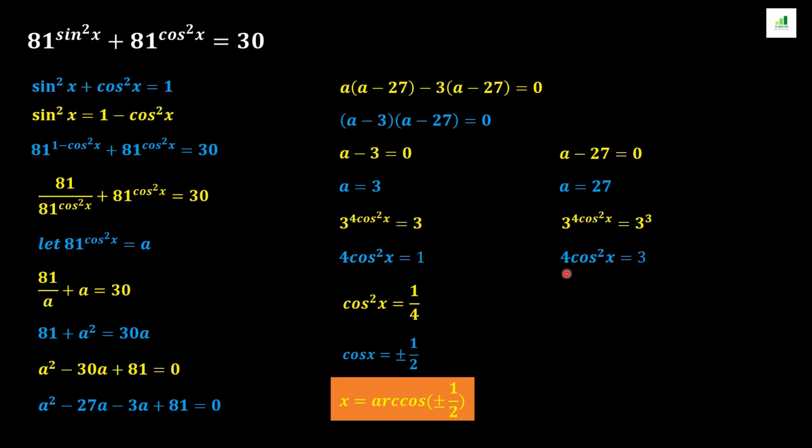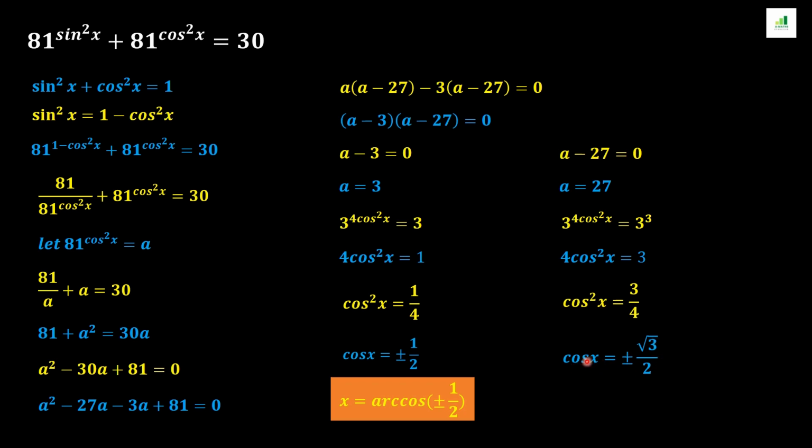Now this 4 will go in division with this 3, and we will get 3 over 4, and cos square x we will get on the other side of the equation. Now we will apply root on both sides of the equation, and we will get cos x is equal to plus minus root 3 over 2.